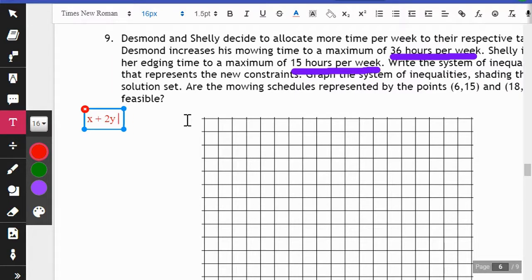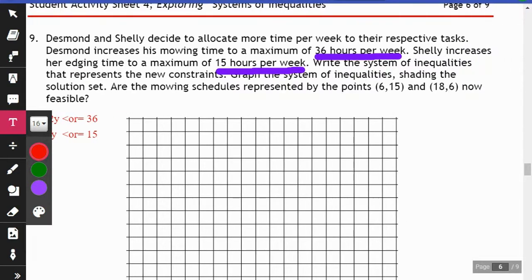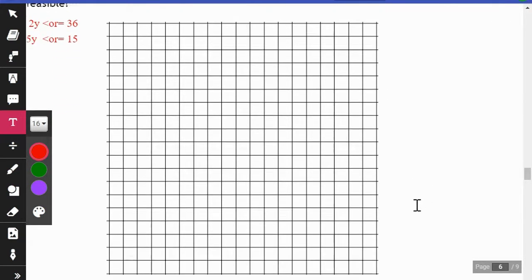It continues to work less than or equal to 36 hours. And she still takes 0.5 hours to edge a small lawn, and still takes 0.75 hours to mow a big lawn. And that's still got to be less than or equal to. But now instead of 12 hours total, she can work up to 15. That's the difference. So the only thing that really changed is they're adding to a different amount. That's good to know because the graph's going to look very similar. Lots of things are going to look similar, but we'll have slightly different answers.